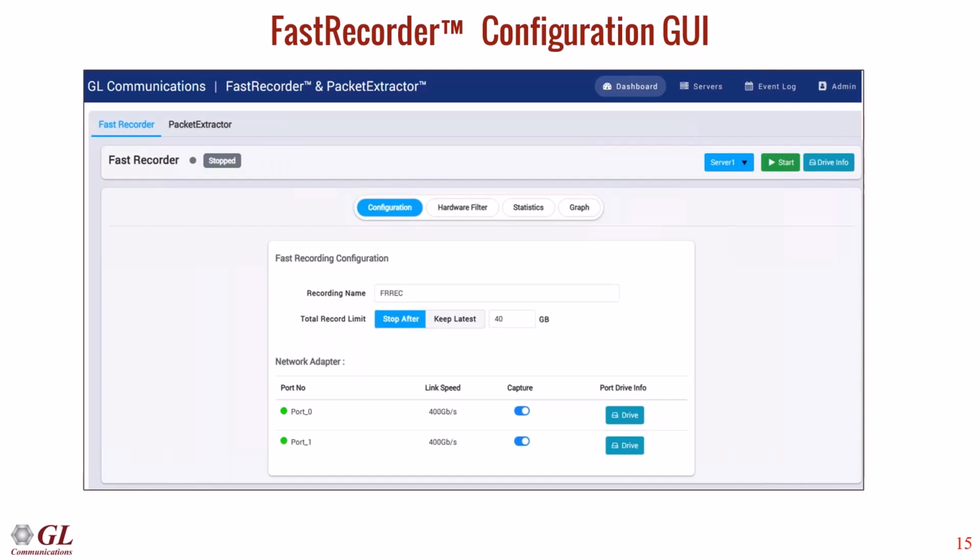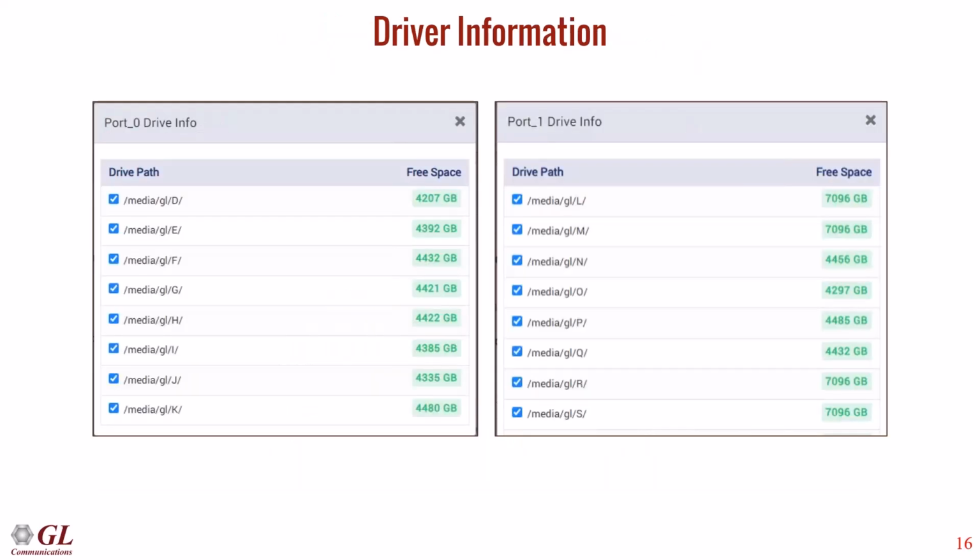And then going down, we have the network adapters. Based on the number of ports that are connected, we'll show you the link speed and then whether you want to capture on those ports. And then there's drive information that's tied to each port.